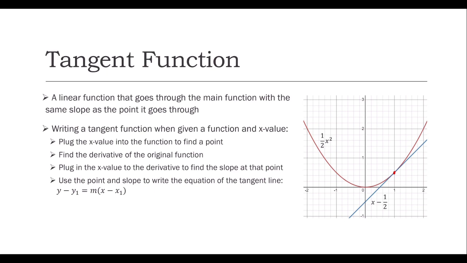So for writing a tangent function, when given a function and an x value, you'll plug the x value into the original function to find a point. Then you'll find the derivative of the original function and plug the x value into the derivative to find the slope at that same point. At that point, you'll have a point and a slope, so you can use those to write the equation of the tangent line using your point-slope form, and then you'll solve for y.